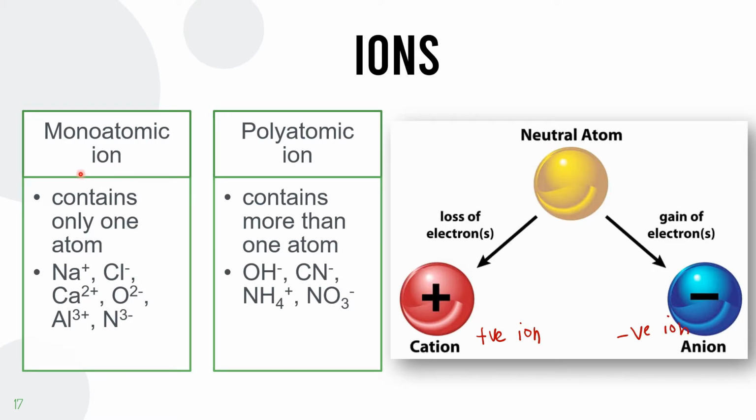And we have two types of ions, monoatomic ion and polyatomic ion. Monoatomic, mono means one, single. So a monoatomic ion refers to an ion that contains only one type of atom. For example, Na+, Cl-, Ca2+, oxide ion, and so on. And polyatomic ions refer to ions that contain more than one type of atom. For example, hydroxide ion, OH-, consists of oxygen and hydrogen. Cyanide ion, CN-, ammonium ion, NH4+, and many more.